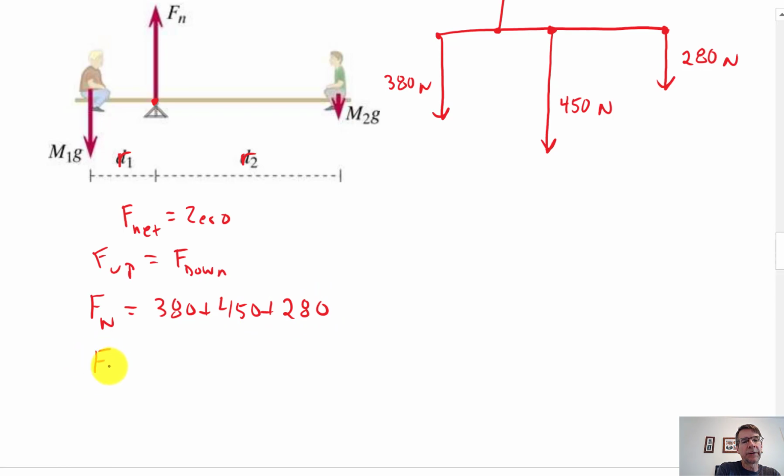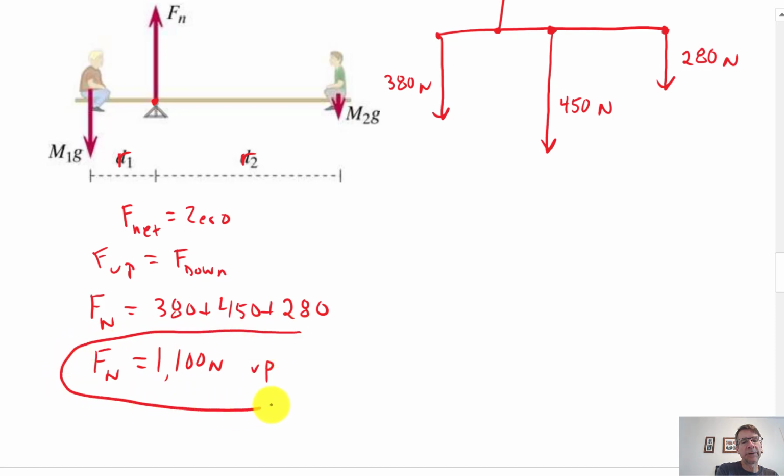So the normal force here is 1,100 newtons up. We already know it's up. So if you just put 1,100 newtons, I would take it. That's just adding those three numbers together. Hopefully I did that correctly. I rounded off to 2 sig figs. Okay. You actually could have gone to 3 sig figs on that one.